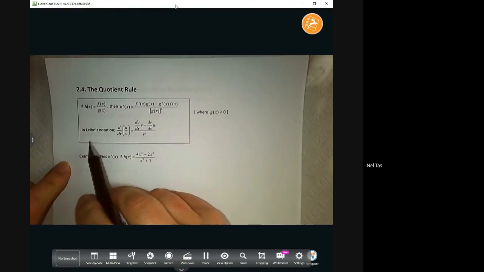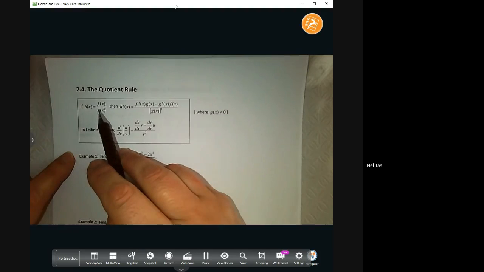All right. Today we are going to look at the quotient rule of derivatives. So that is section 2.4 in your textbook. So this is how the rule goes. Let's say you have h of x equals f of x over g of x.